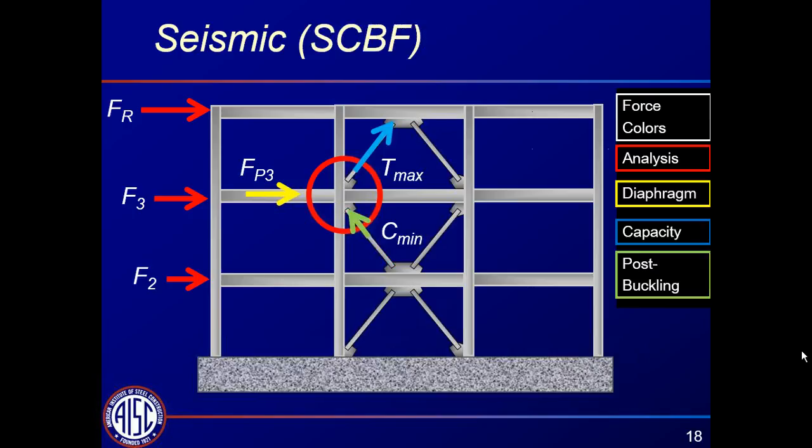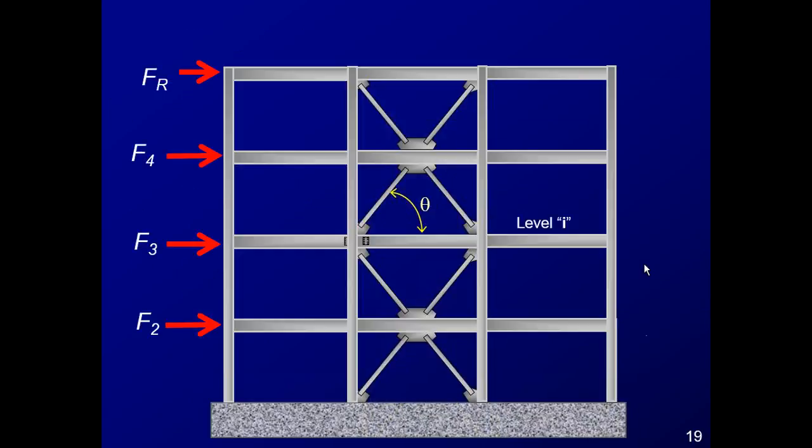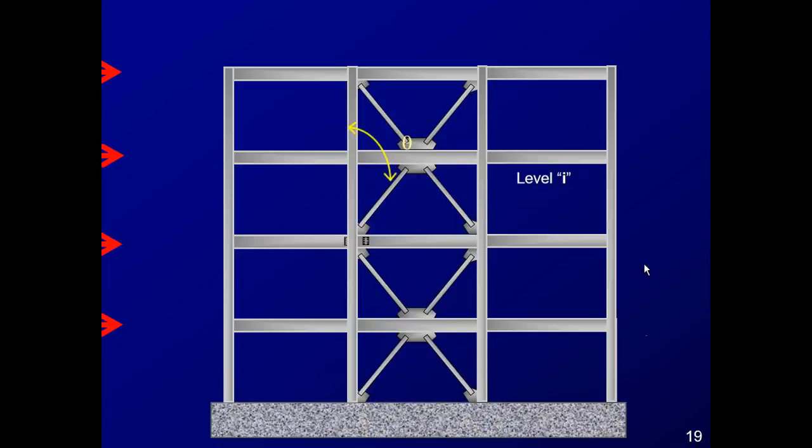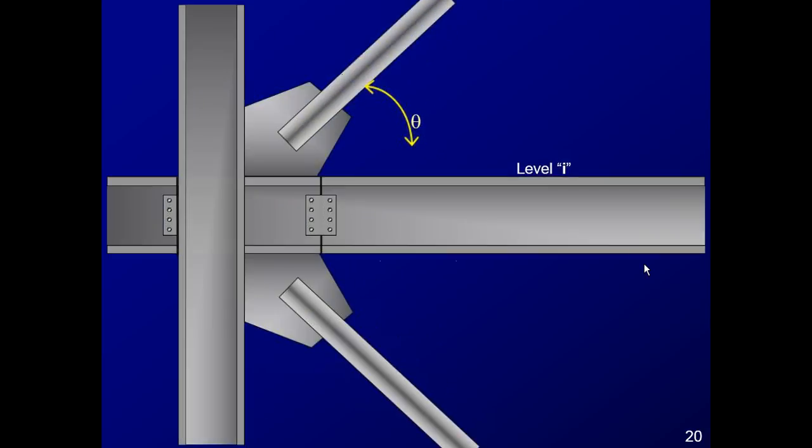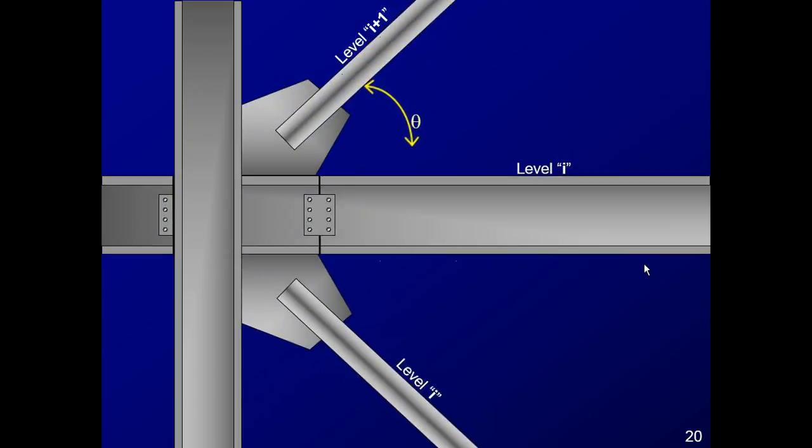And then we have, for the special concentrically braced frame, the additional concern of what happens after the brace in compression buckles and degrades. And that actually does affect the design of these connections. A little bit of nomenclature. We're dealing with multiple levels, so we're going to call the level in question level I, the brace above level I plus 1, and the brace below level I.